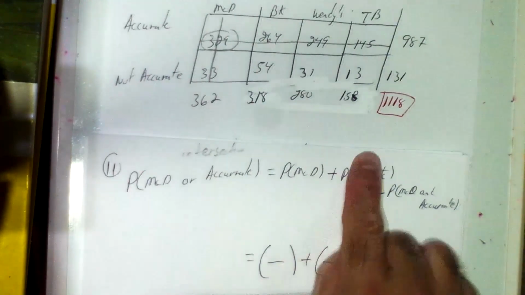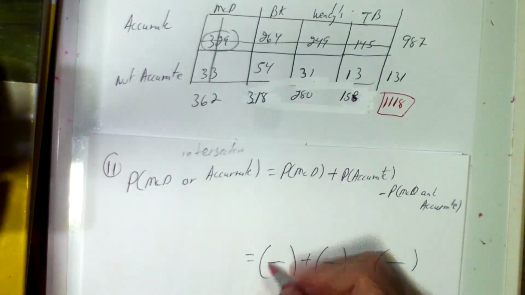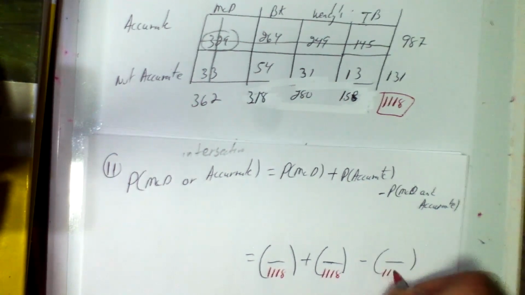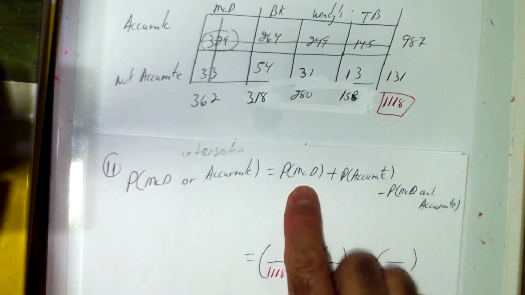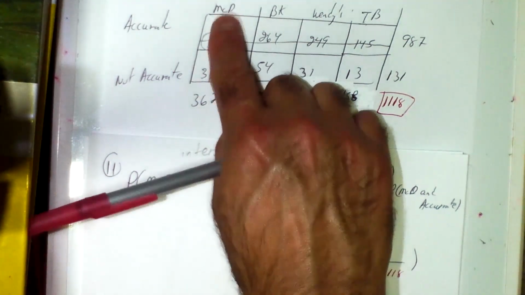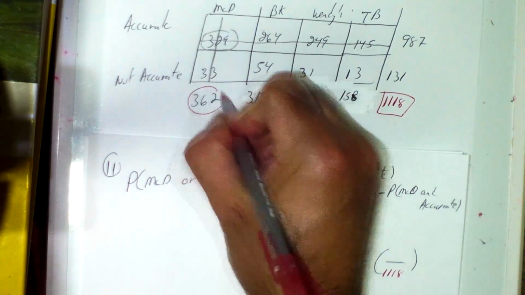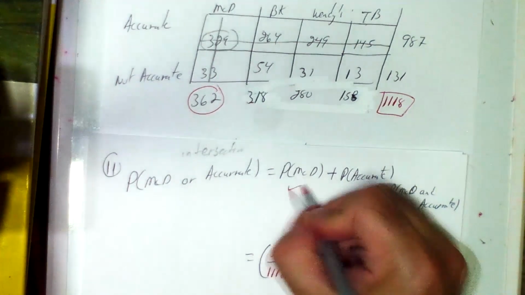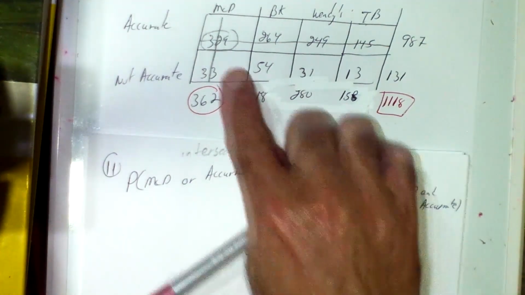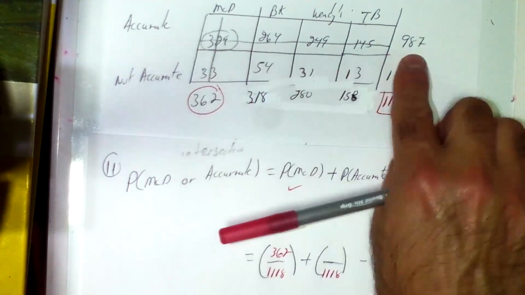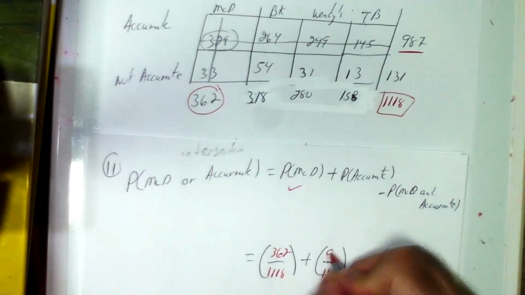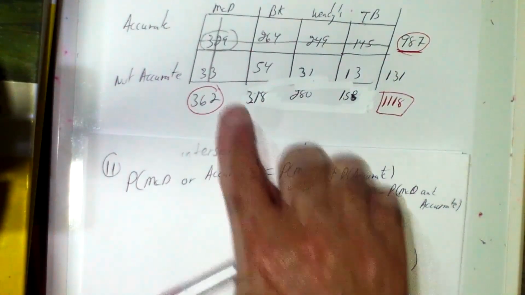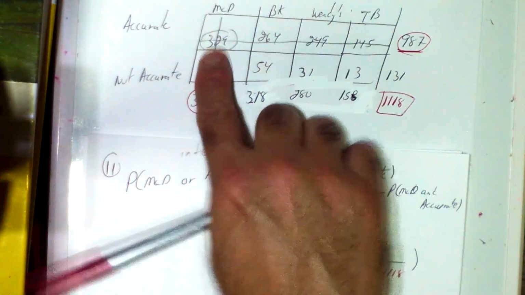So I know my total is 1118. I want to get the total of the Mickey D. Follow the line. There it is, 362. I want now the accurate. Accurate's a row. Follow it. 987. Now I got to subtract where they intersect. They overlap at 329.